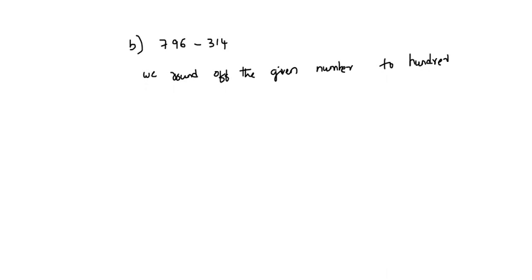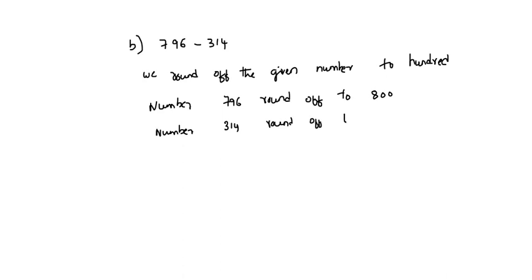First we have to think whether the given numbers are in hundreds or thousands. That is about the general rule. Now the number 796 rounds off to 800. In the same way, the number 314 rounds off to 300.